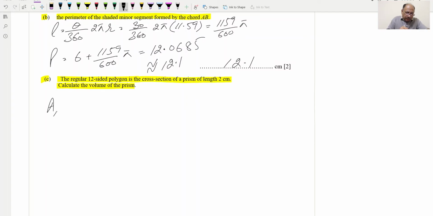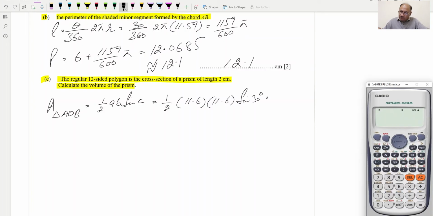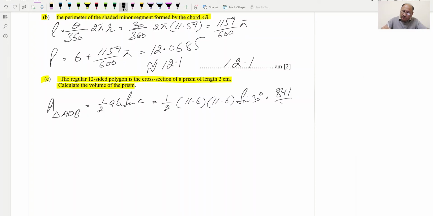So the area of triangle AOB is equal to half into AB sine C, and half into one side is 11.6, the other side is also 11.6, and sine of 30 degrees. This we can calculate: 0.5 into 11.6 into 11.6, again multiplied by sine of 30 degrees, and this is equal to 841 over 25. I'm taking a fraction because I didn't want to lose the decimals.